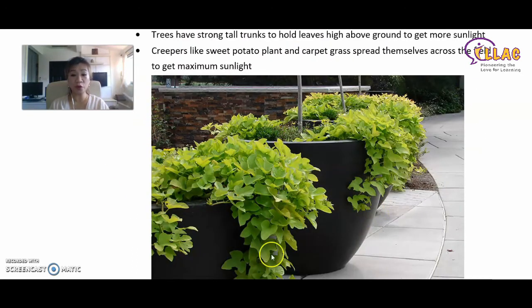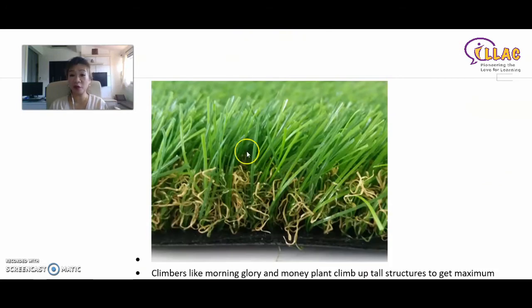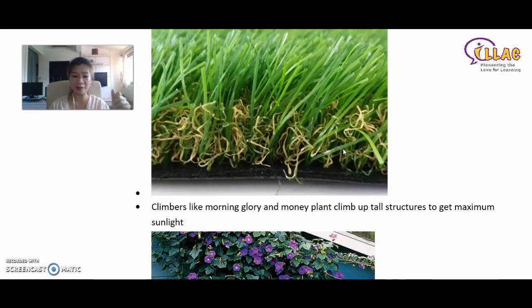So if you grow them in a pot, they will most likely come out because they like to spread out. The more spread out they are, the more sunlight they get, the better they grow. So this is an example of a carpet grass. Okay, they spread very evenly. A lot of people like to use this in their backyard, in their front yard, because it looks very nice. It's even. Okay, very easy to maintain.